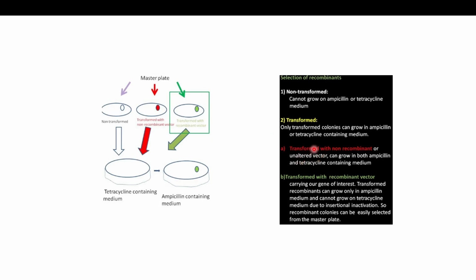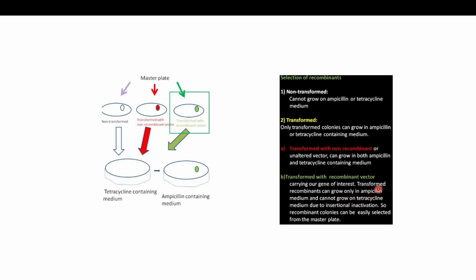Now, if transformation has occurred with non-recombinants, it will grow in both ampicillin- and tetracycline-containing medium because both the resistance genes are intact. But if the foreign DNA has inserted at the correct position where we initially intended, then transformation with the recombinant vector will make the cell sensitive to one antibiotic. Suppose the insert has gone inside the ampicillin resistance gene, then that particular cell will become sensitive to ampicillin.